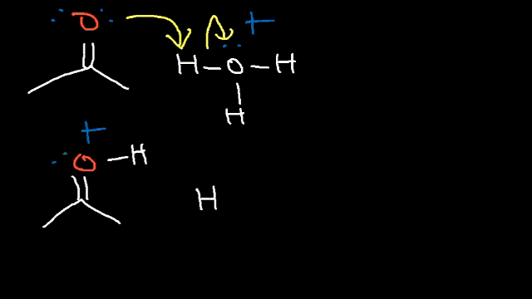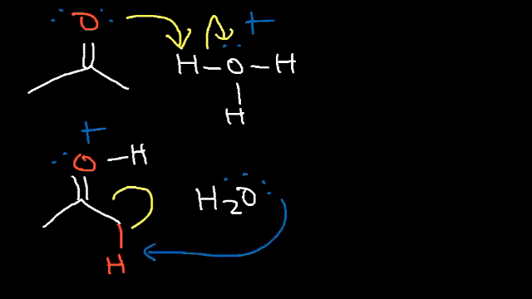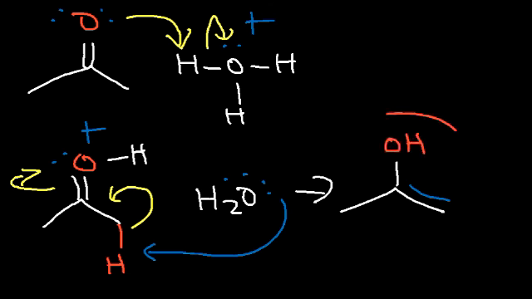And then water is going to act as a weak base, and it's going to go for the alpha hydrogen. So it's going to grab the hydrogen, form a double bond, and turn this into an OH, or a single bond OH. And so that's how we can get the enol under acidic conditions.